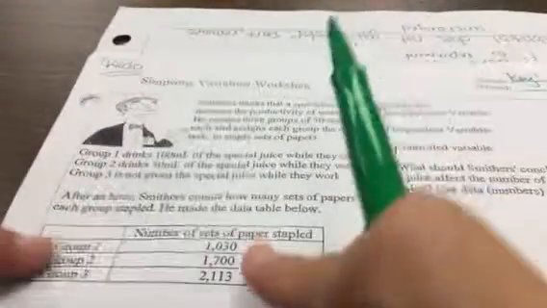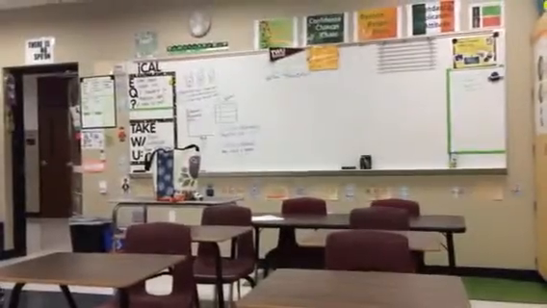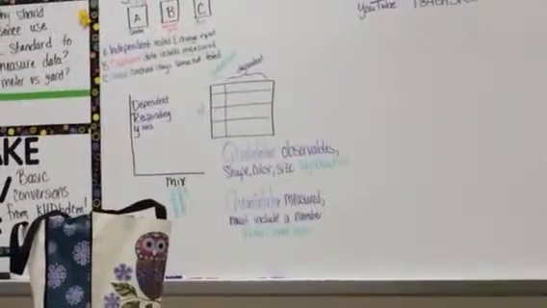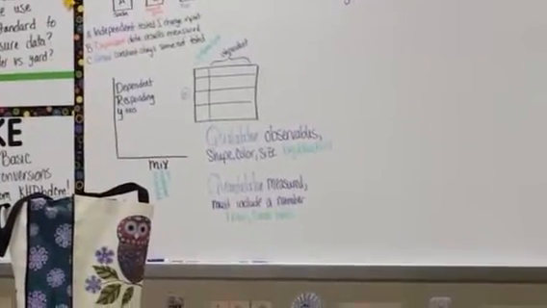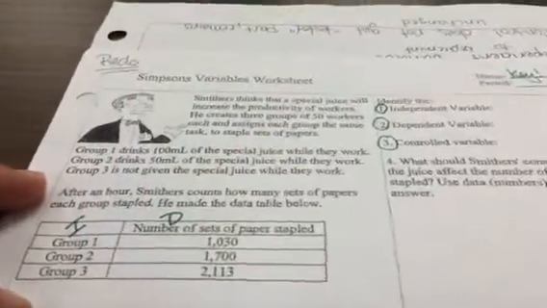So if you're just looking at the data table, I'm going to show the board. This little guy here is what I specifically wrote up there for this kind of thing. So the left-hand column is my independent. It's usually what I changed. And the right-hand column, or the place where the data is recorded, is my dependent variable. So if I'm just looking at this table, this is my independent, this is my dependent.